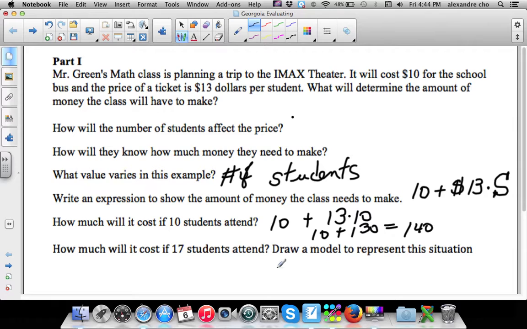How much will it cost if 17 students attend? We can use the same expression. Again, we pay $10 for the bus ride for everybody, and the price of the ticket is 13, and we multiply that times 17. Let's do this on my calculator: 221. So the bus ride is $10 plus 221 for all the tickets for all 17 students, and that gives us a total of $231 at the end.